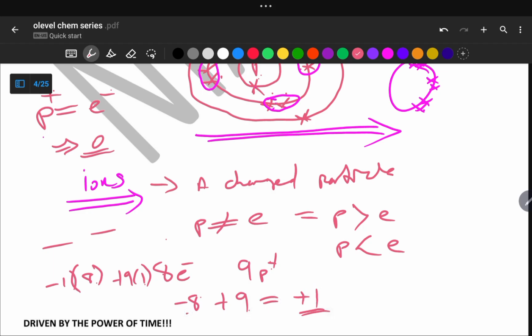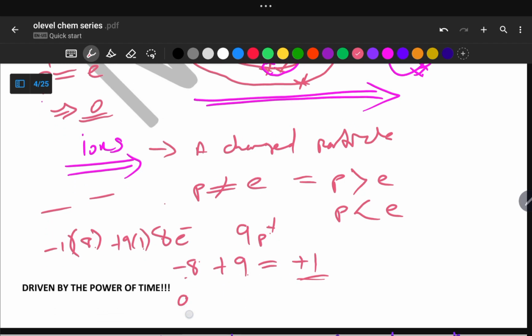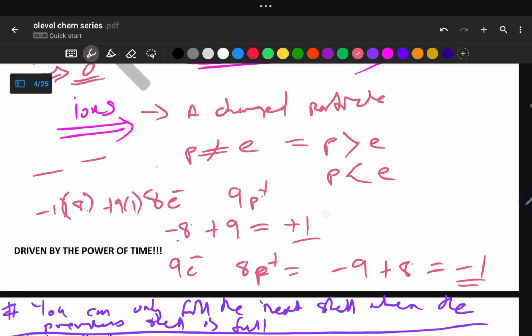It's no longer 0. And then let us say we're having 9 electrons and 8 protons. So it's minus 9 plus 8, and then we're going to have minus 1. It's no longer 0, it's minus 1. Right? So you need to take note of that.